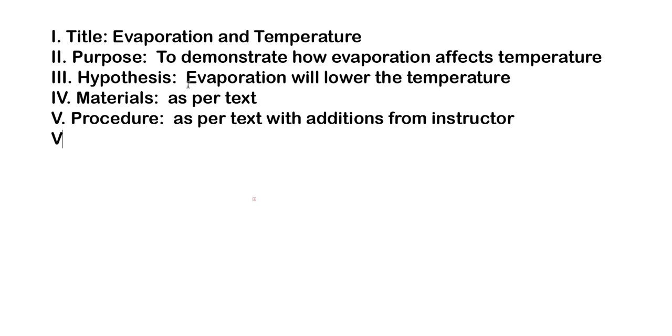Roman numeral 6, observations. This is where we record our data. So we're going to take our thermometers and record our starting point. It looks like they're both just 20 degrees Celsius, just a tick over.